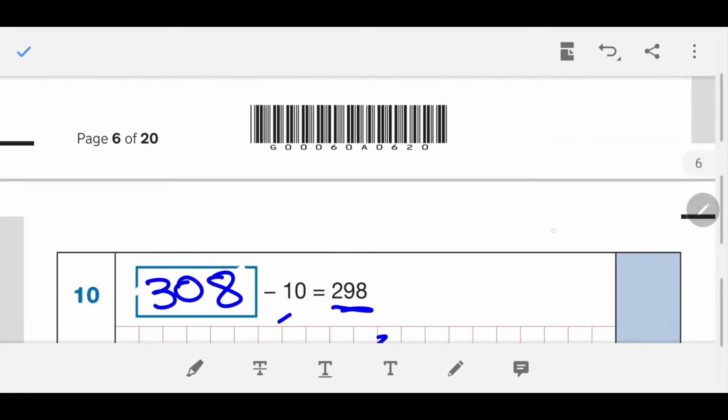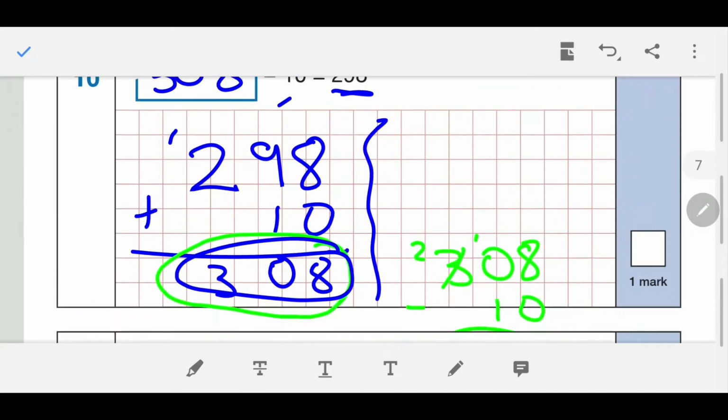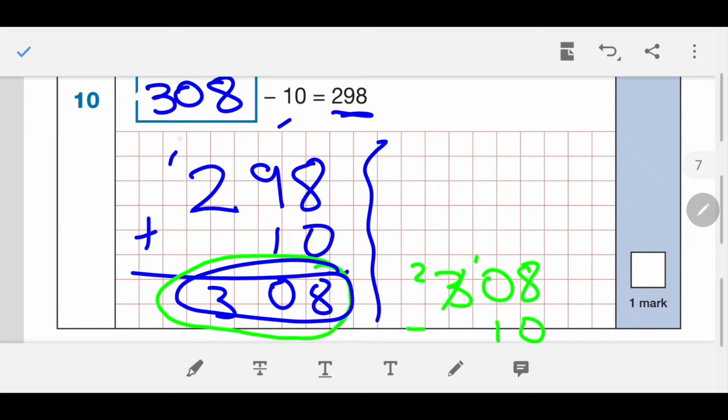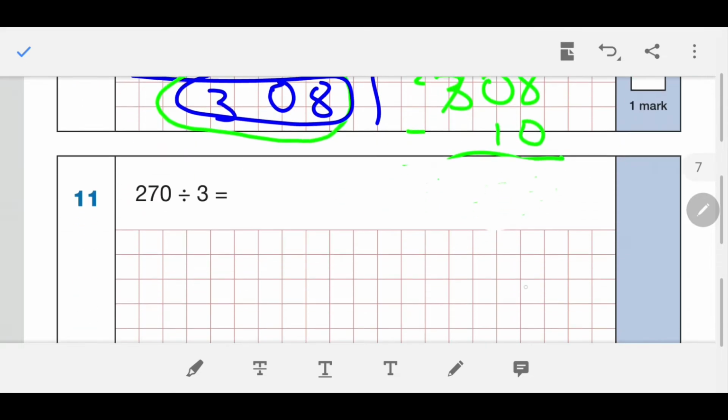The second one is question number 10. I've already corrected it here. It was supposed to be 308 minus 10 is 298, which I showed in my working out. However, when I came to writing the answer, as I was doing my check-in, I reverted back to the original answer of 298. So I wrote 298 subtract 10 equals 298, which of course is incorrect.